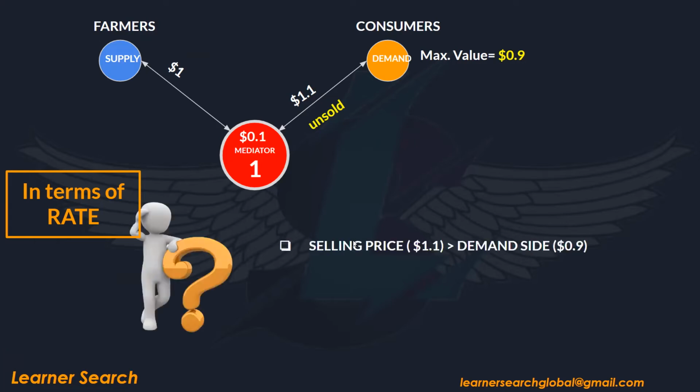So in this case, the selling price of 1.1 is greater than the demand side. So there is a greater chance, in the sense that the consumers drop the deal. And finally, what happens?